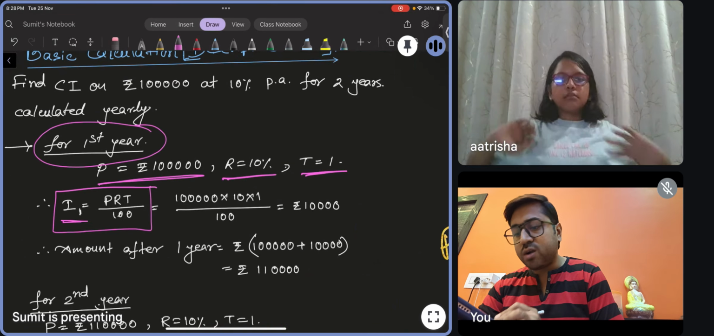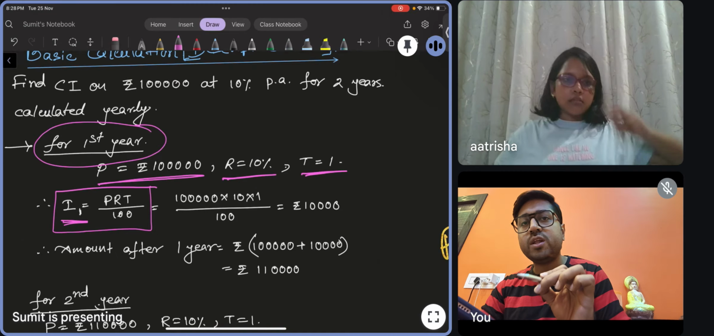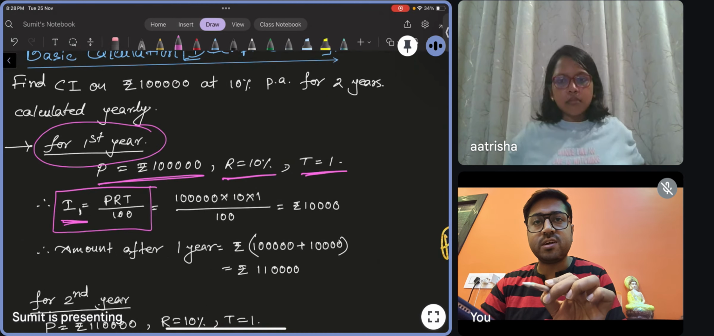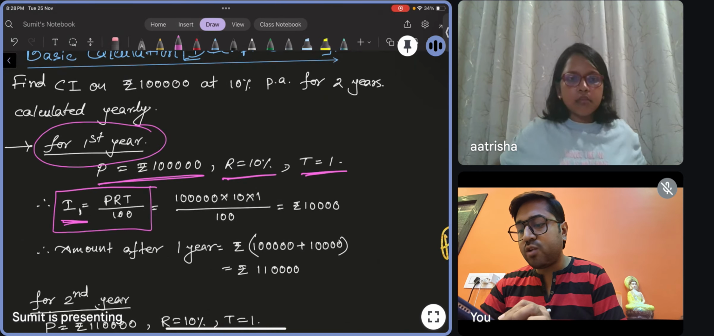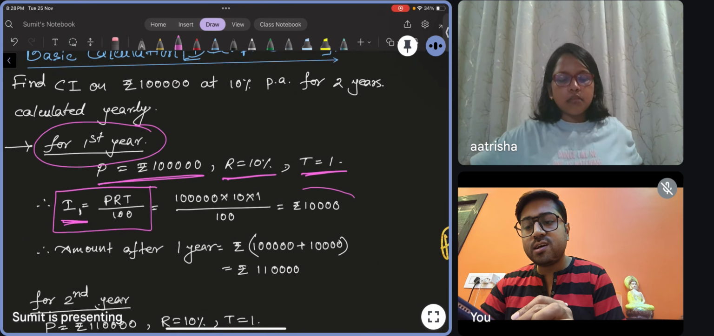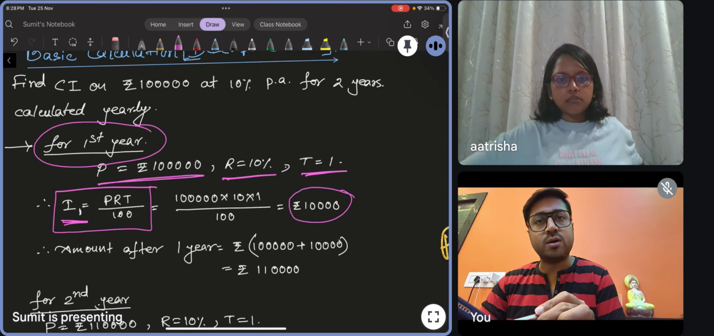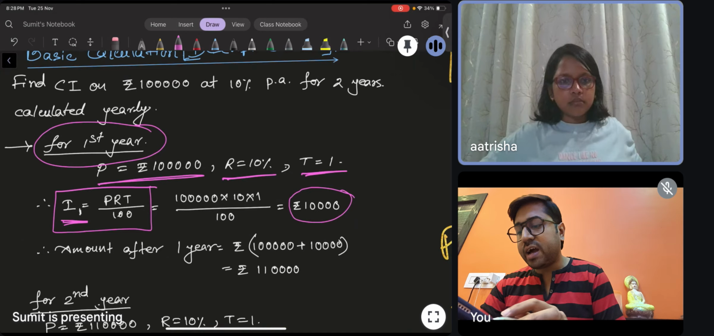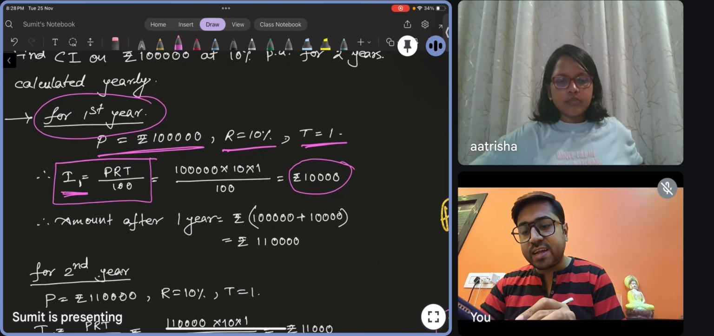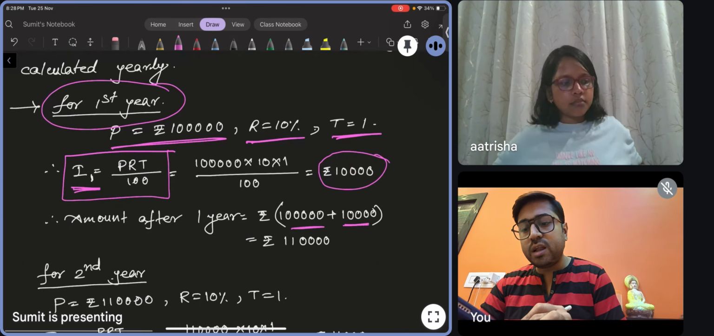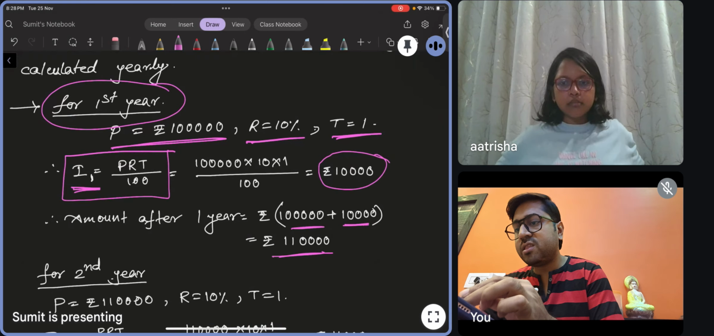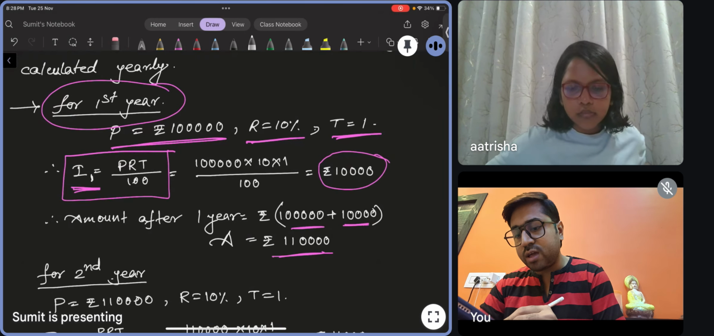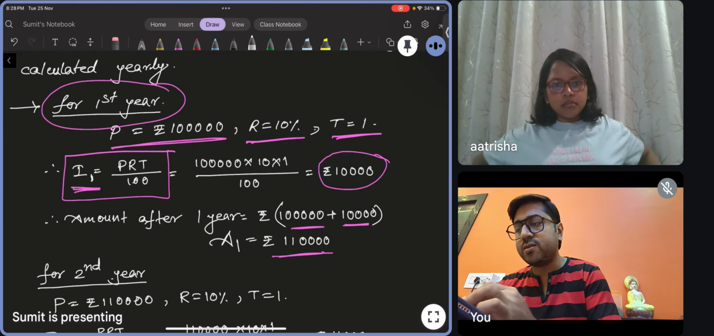I have written I1. Why have I written I1? I1 indicates the interest for the first year. And if you put the values of P, R, T, everything, you will get rupees 10,000 as I1. Clear? That I1 will be added to the principal, and it will be 11,000. This 11,000 is called A1. A1 means amount after 1 year.